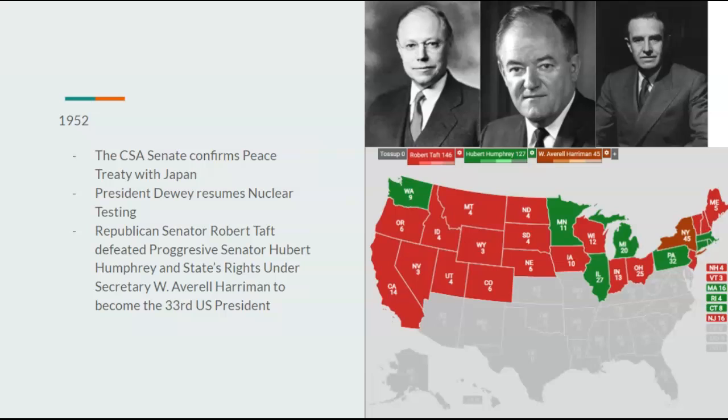And the States' Rights is the center left, and they nominated the Undersecretary under, I'm going to say, Wallace. He was the Undersecretary to one of the departments under the Wallace administration, W. Averell Harriman, and Robert Taft wins 146 to 127 to 45 to become the 33rd president.